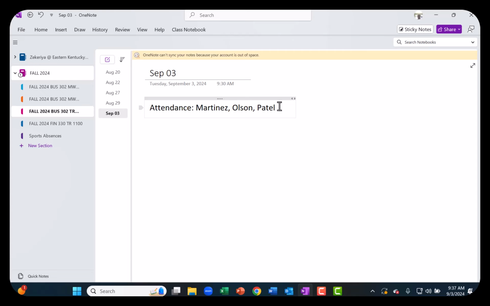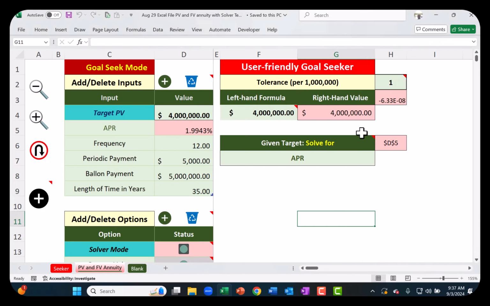All right. Patel came in. Martinez or Olson? I'll wait for you guys to download it if you want to work with it. In the meantime, let me play with the lighting a little bit. It's too bright over there.